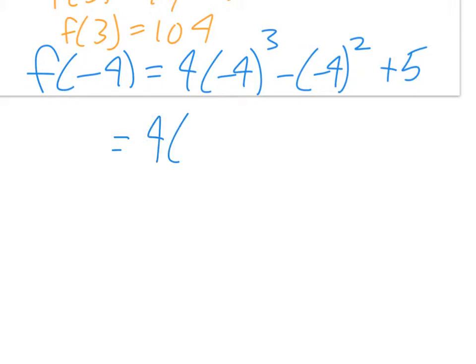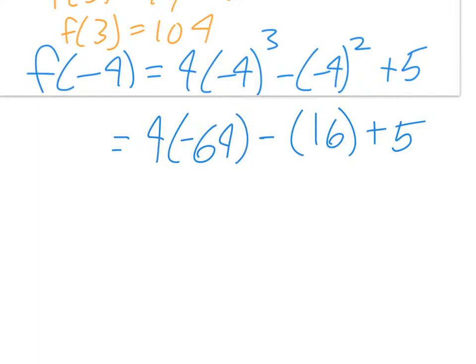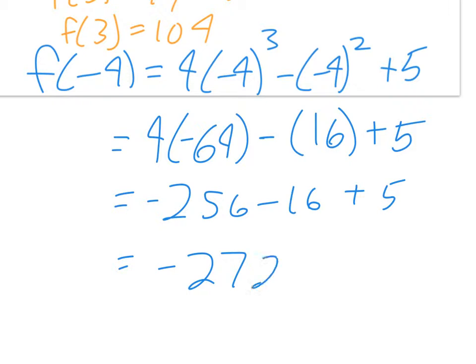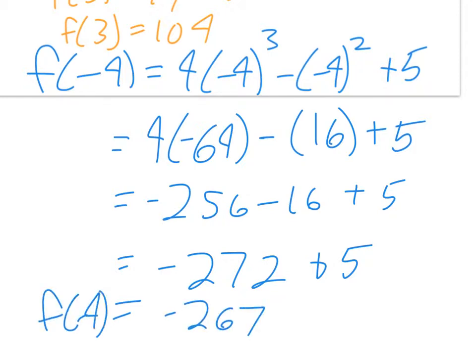Now when we cube a negative 4, we will get negative 64 as the result, minus, and then when we square the negative 4, we get a positive 16, and add the 5. Again, we still have a little bit of evaluating to do here. So this would give us negative 256 minus 16 plus the 5. If we take the 16 away, we'd be talking negative 272 plus 5. And so that actually ends up giving us a negative 267. So that's what the f of negative 4 is.